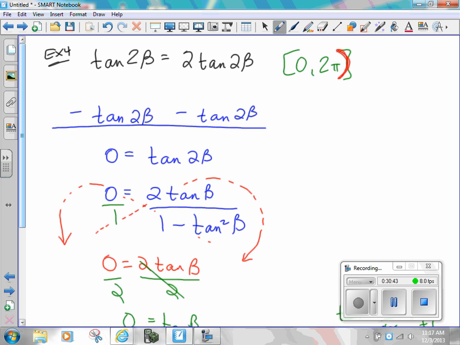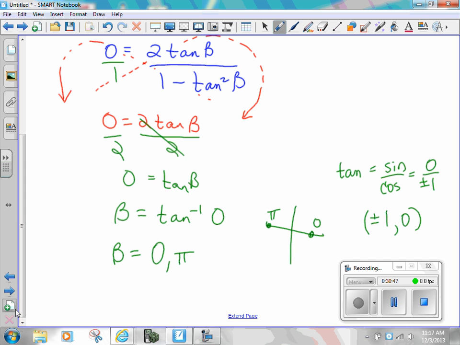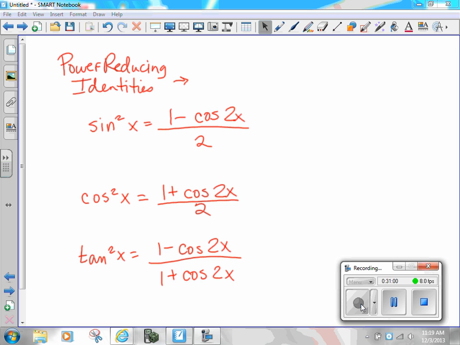Okay? And now am I good to go? Yeah. Can you do this again? No, I'm going to always give you intervals on these. I'll always give you intervals. Pi reducing identities, folks.